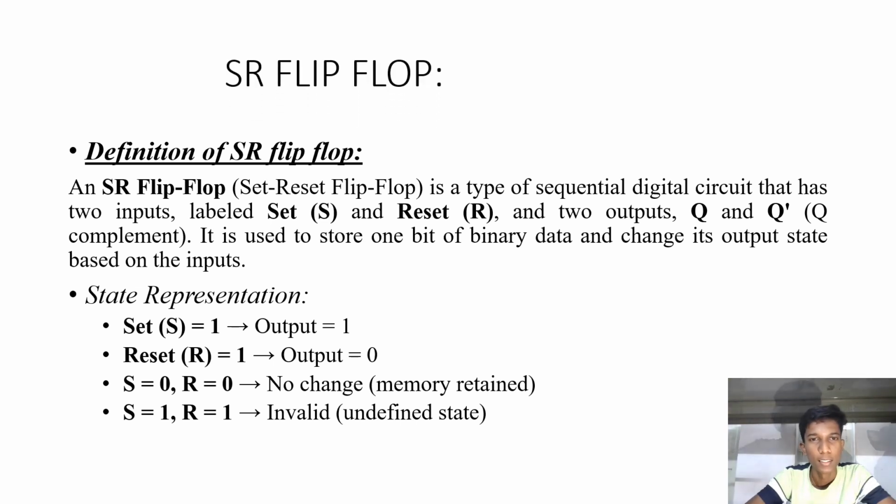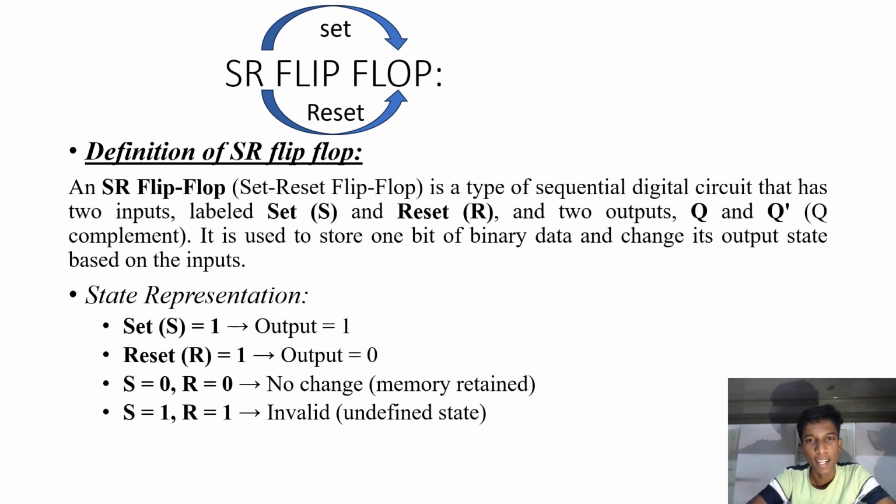SR flip-flop is nothing but the set and reset flip-flop. It is a type of sequential digital circuit which contains two inputs labeled set S and reset R. It also contains two outputs Q and Q bar, where Q bar is the complement of Q. SR flip-flops are used to store one bit of binary data, and the changes of its outputs mainly depend on the inputs. A sequential digital circuit is one which contains a memory unit.